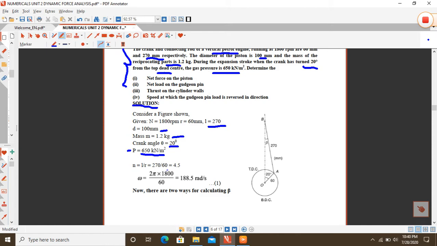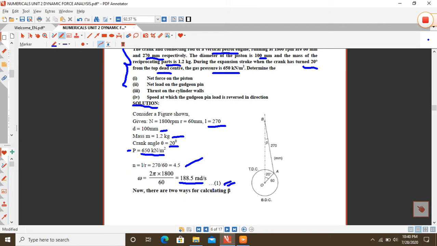n, that is the ratio of L by r. L is given to us, 270, r is given to us, 60. First we need to calculate or evaluate the basic parameters in all the questions related to engine force analysis. So we start with small n, then omega, that is 2 pi N by 60. This omega is the angular velocity of the engine. So it is 2 pi N by 60, N is given. It comes out to be 188.5 radian per second. Let it be equation 1.